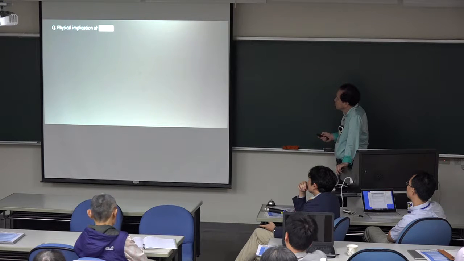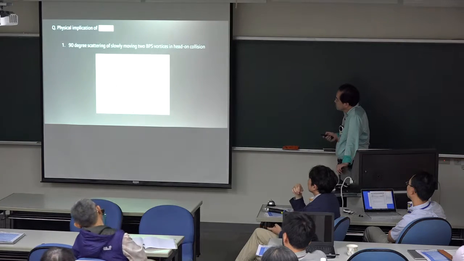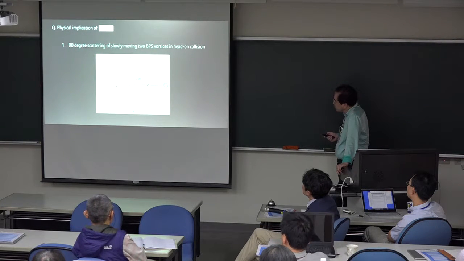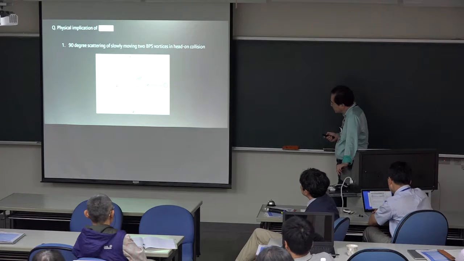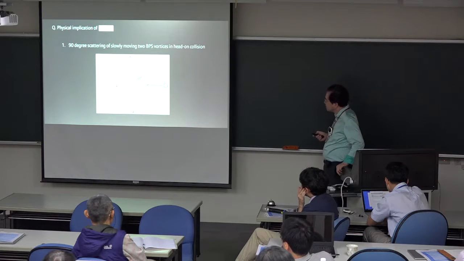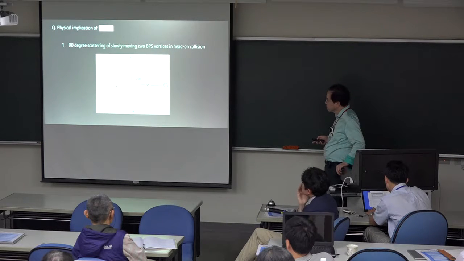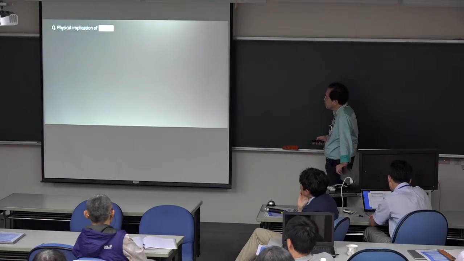So, what is the physical implication of this limit? One of it is like this. If you consider slowly moving vortices, two vortices, and then if they collide head-on, then they do not pass, they do not collide to 180 degrees. Instead, they collide and then go to 90 degrees. This has lots of implications for the cosmic strings.